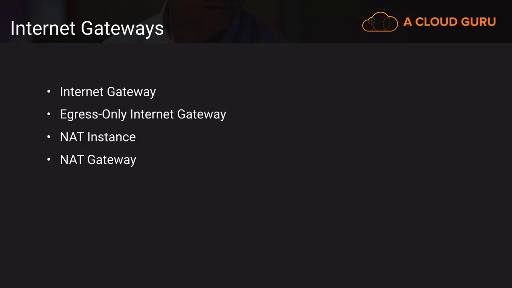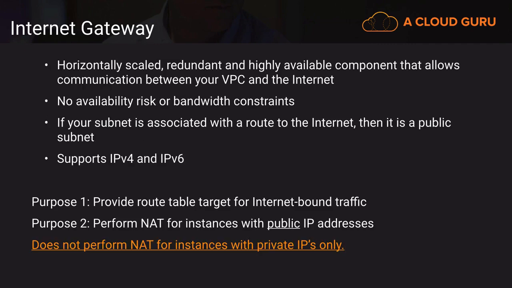Speaking of internet, we're going to talk about the different ways we can provide internet access to our VPCs. We're going to talk about internet gateway, egress-only internet gateway, and the NAT options that we have. Now, an internet gateway is horizontally scaled, redundant, and highly available, and it allows your VPC to communicate with the internet. There are no availability risks because it's redundant, and there are no bandwidth constraints.